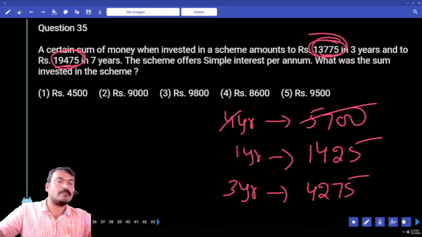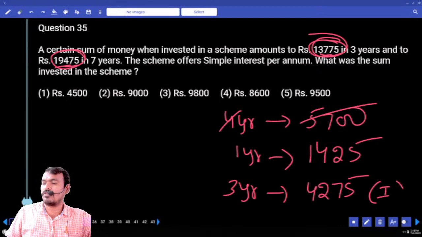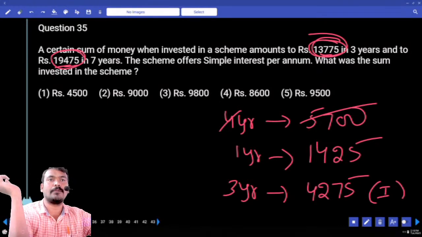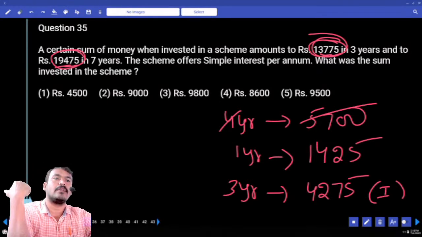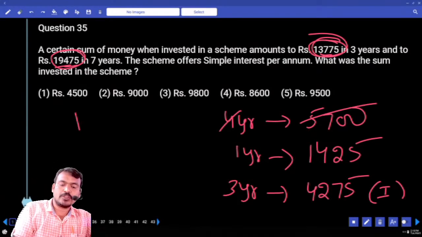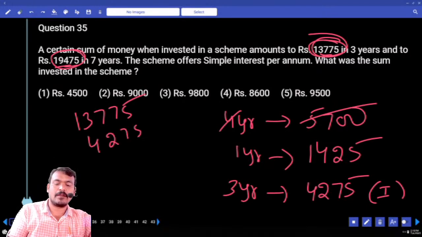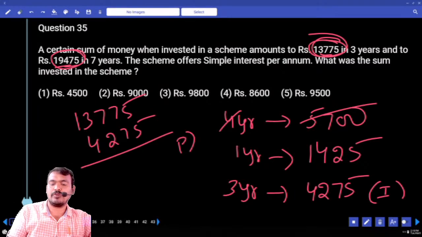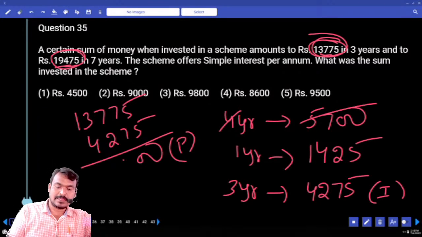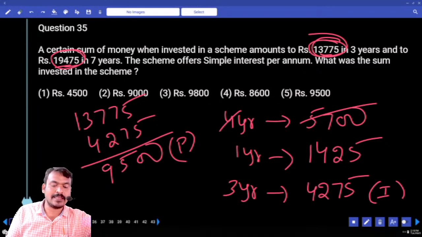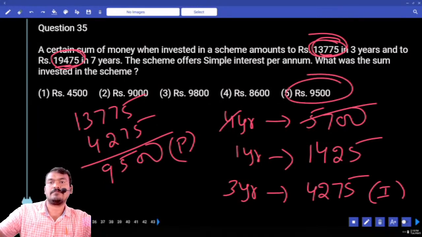What is the 3 years amount? 13,775. What is the 3 years interest? 4,275. Subtracting these two, we get the principal value or amount value? Principal value. What is the amount value? 13,775. In that, the interest value is how much? 4,275. Subtracting these two, we get which one? Principal, or not? What are the last two digits? Zeros. 7 minus 2, 5. 13 minus 4, 9. It is 9,500.